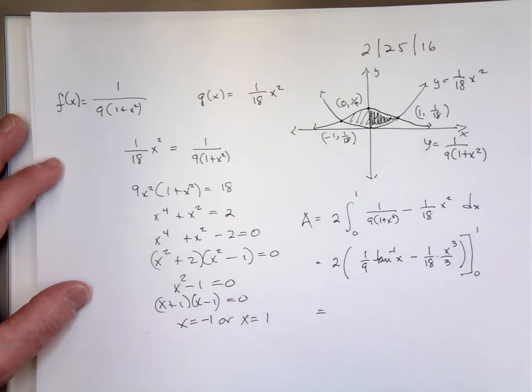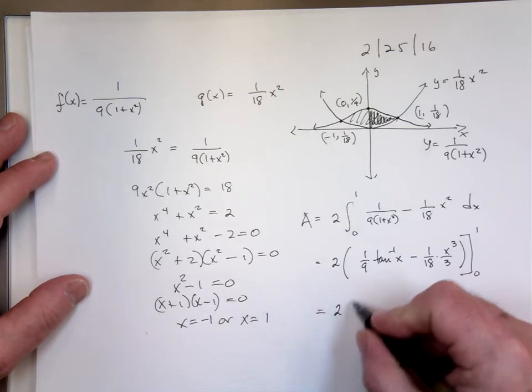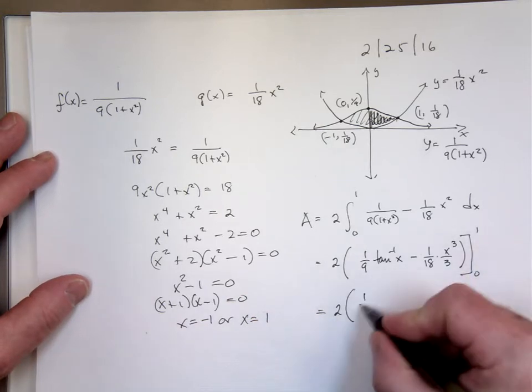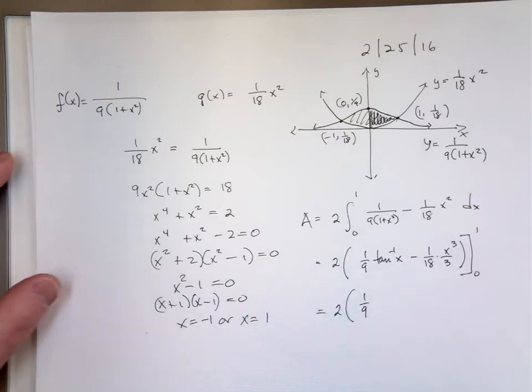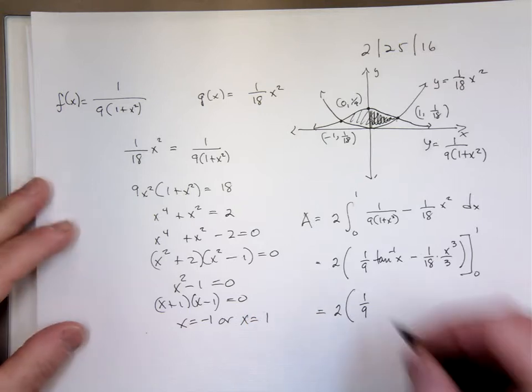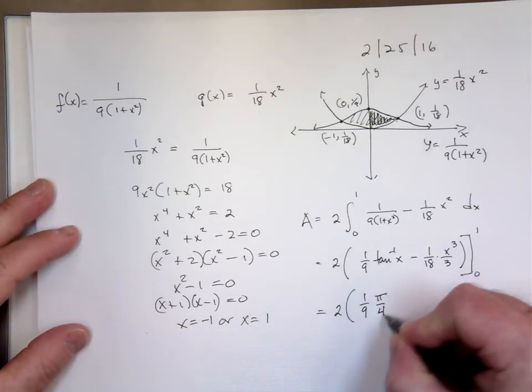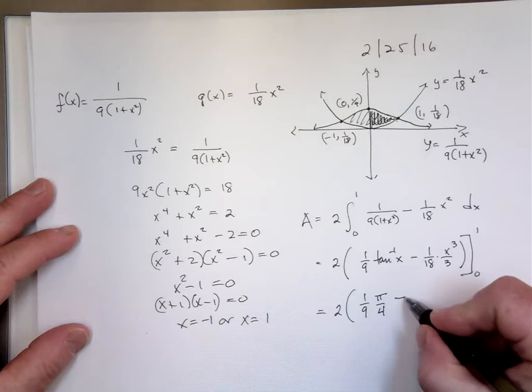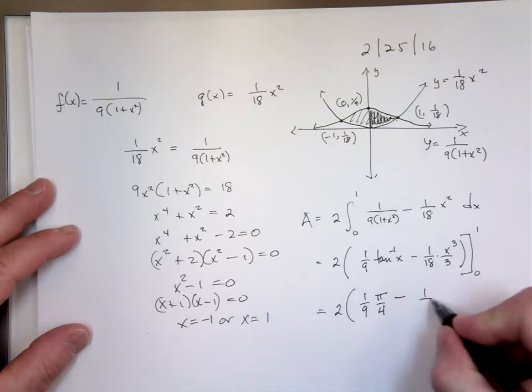That's equal to, oh well, put in 1, so you get 1/9 inverse tangent 1. What's the arctangent of 1? What's the angle whose tangent is 1? Pi over 4. Minus, put in 1 here, we get 1 over 54.